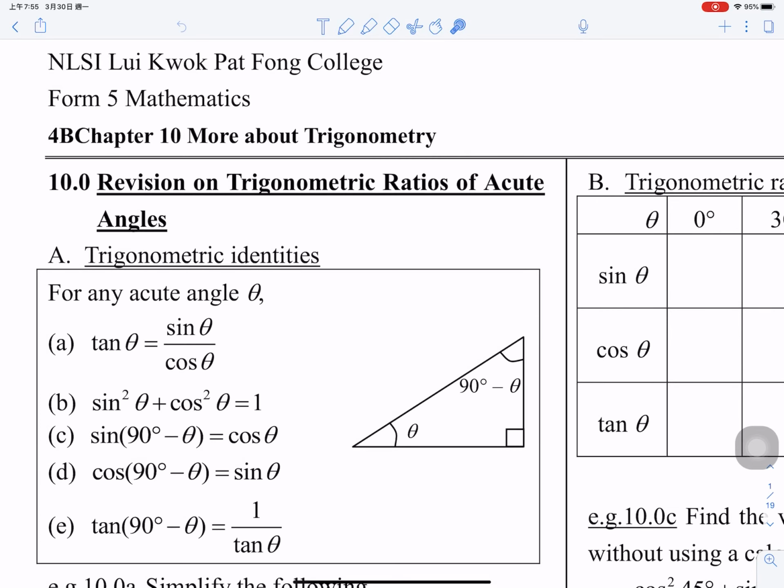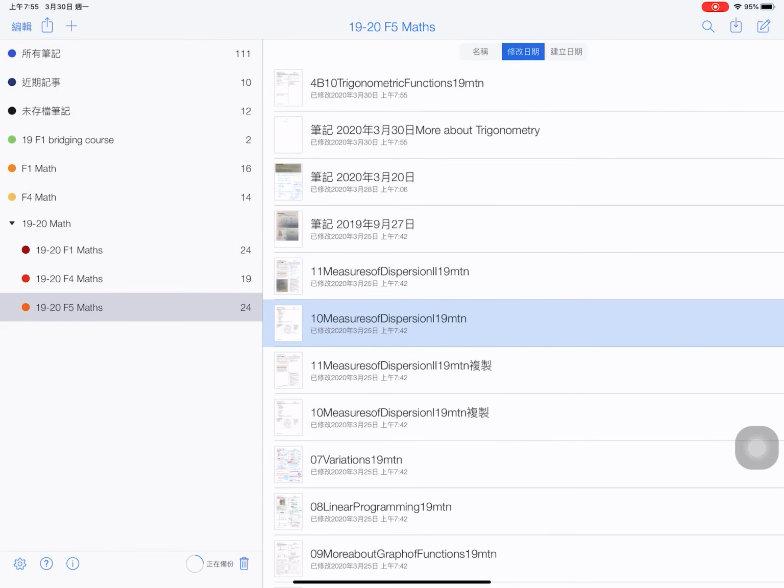Book 4B, Chapter 10. More about trigonometry. In this chapter, we go back to have a look at trigonometry. In junior form, you have learned something about trigonometry. Do you remember? Let's have a look.